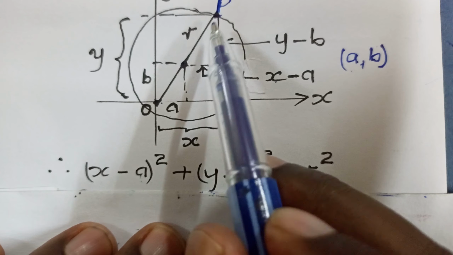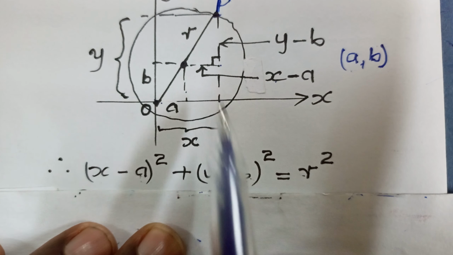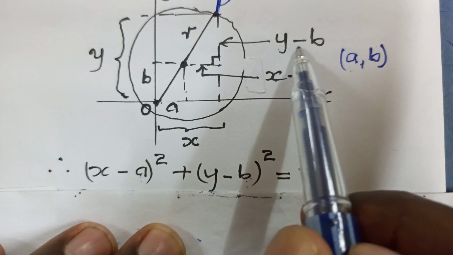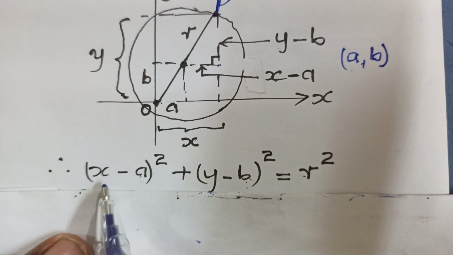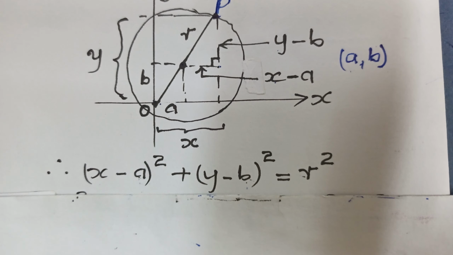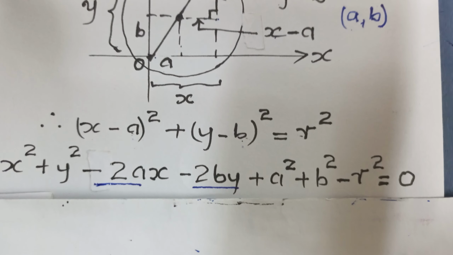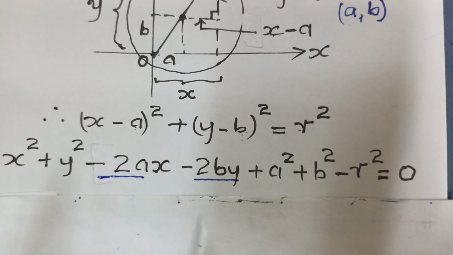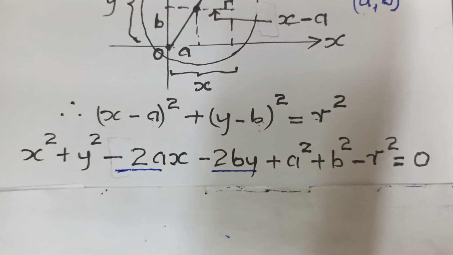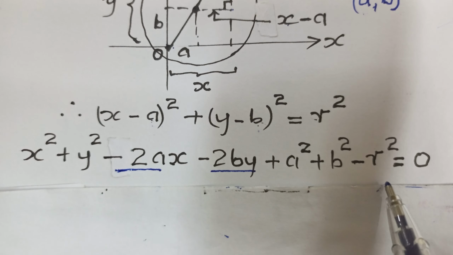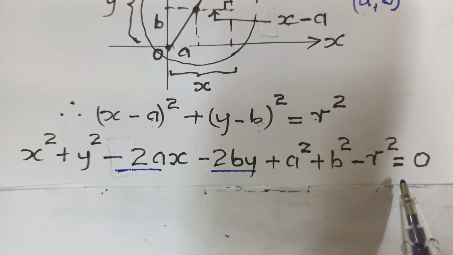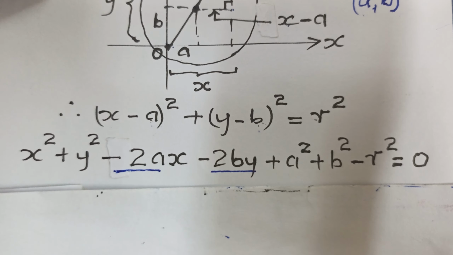Looking at the radius, we find this distance, which is x minus a, and this distance from here to here is y minus b. Using the Pythagoras theorem as shown here, we can get r squared, and we use that to get the equation of a circle. When we equate all that to 0, we have the equation of a circle right here. We shall be using this equation, derived from this, as our reference point. And so now we go to the equation that we have.